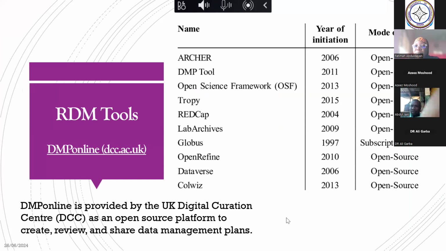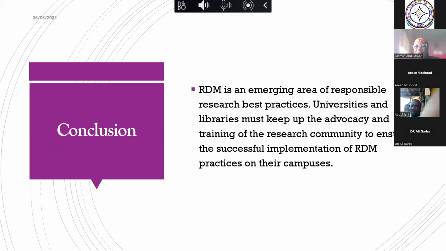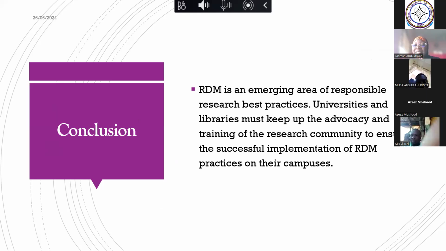So DMP tool, you can take out time to visit DMP tool. Just type DMP online, dcc.ac.uk, to look at the other data management plans. And if you need any help, the library is there to help you. So in conclusion, research data management is an emerging area of responsible research best practices, right? And we want you all to start thinking of how to start seeing your research data in another way. And remember that your data is the new oil, right? Your research data that's coming out of your research is a big thing, is the gold that you need to handle carefully, because you can always monetize it.